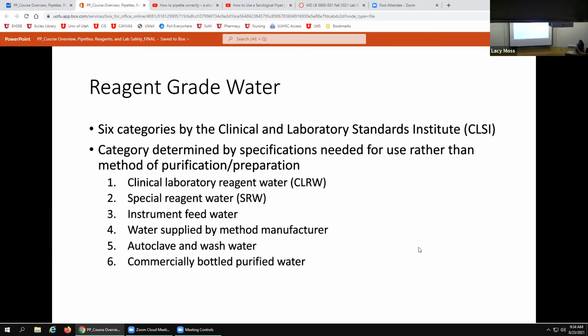All right, and then there's even grades of water. They have their own separate categories. So these are defined by the CLSI, and they're determined by specifications needed for use rather than their actual purification and preparation. So you have clinical laboratory reagent water, which we use. Special reagent water, instrument feed water, water supplied by the method manufacturer, which basically means the method manufacturer is saying, this will work for what we need it to work for. Autoclave and wash water, and then commercially bottled purified water.